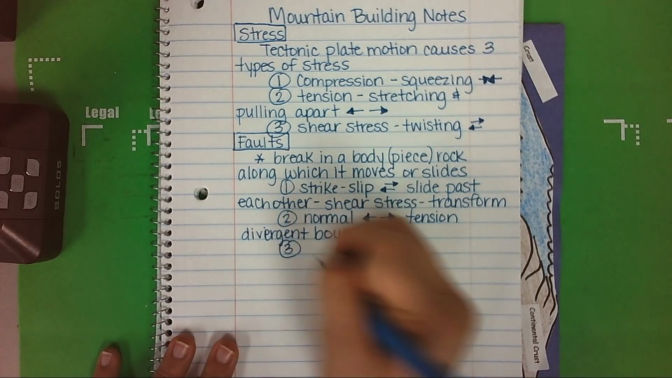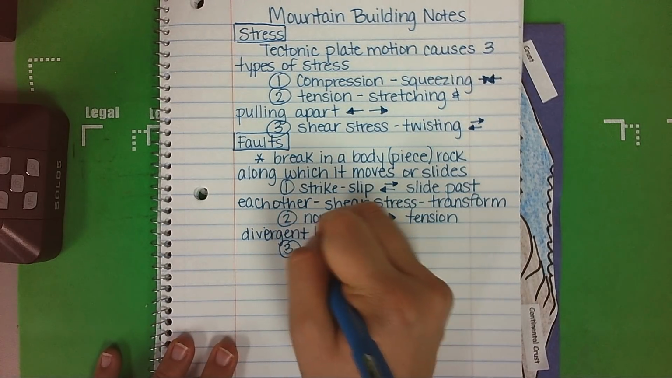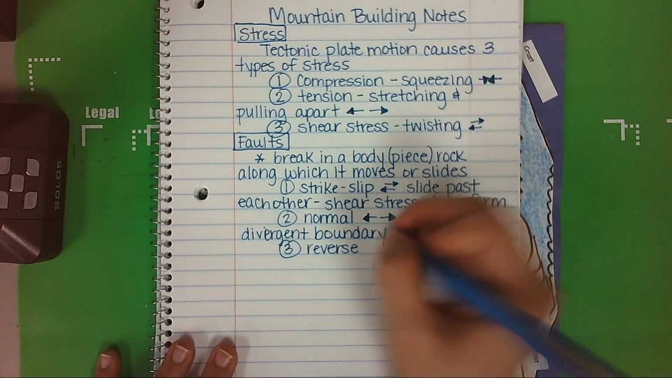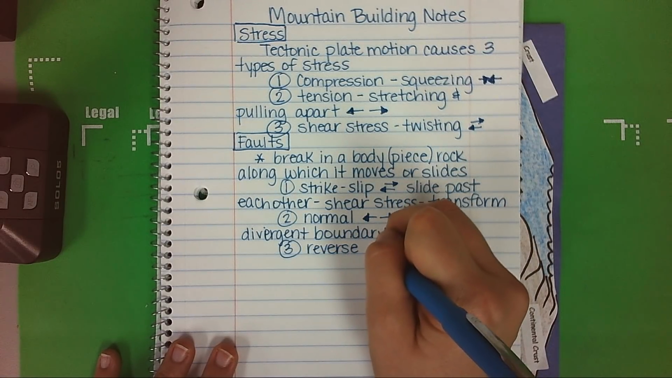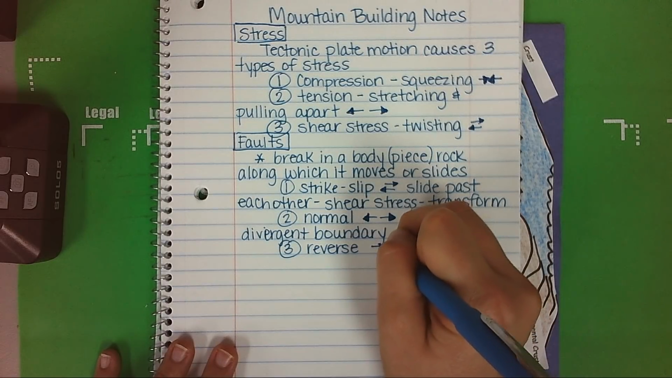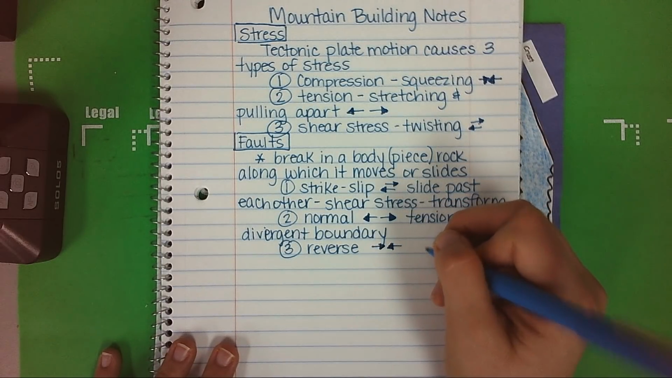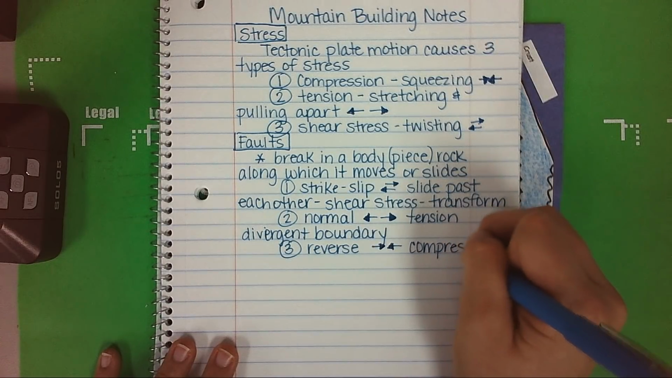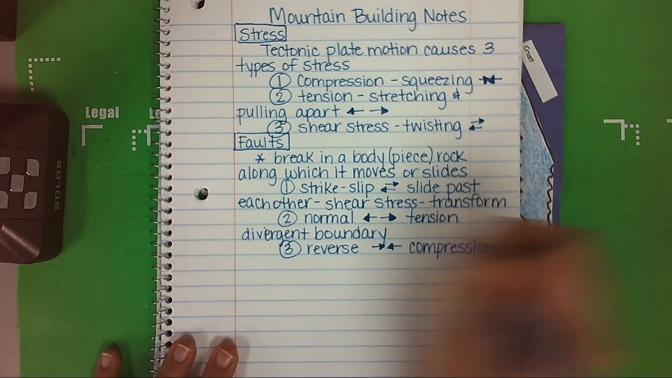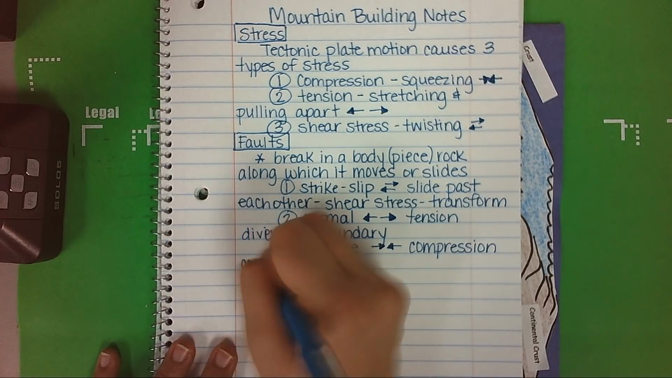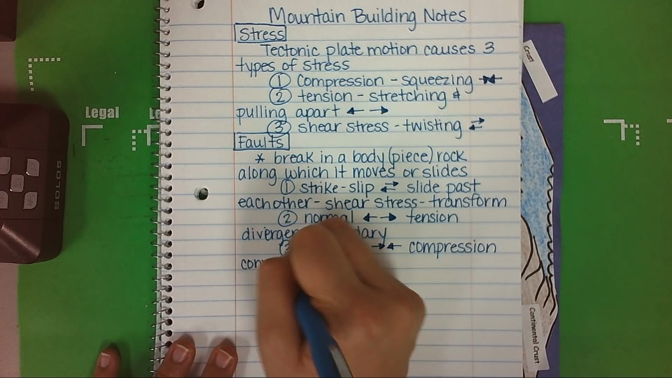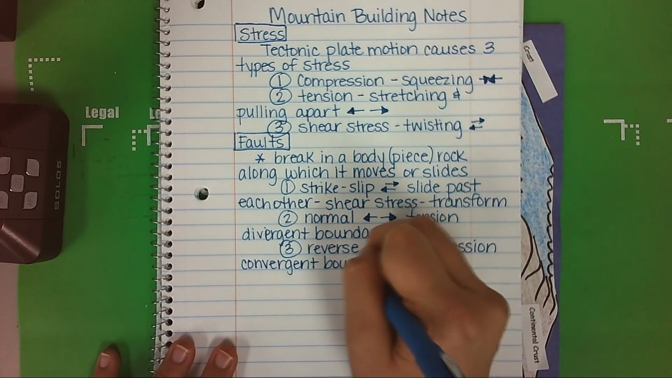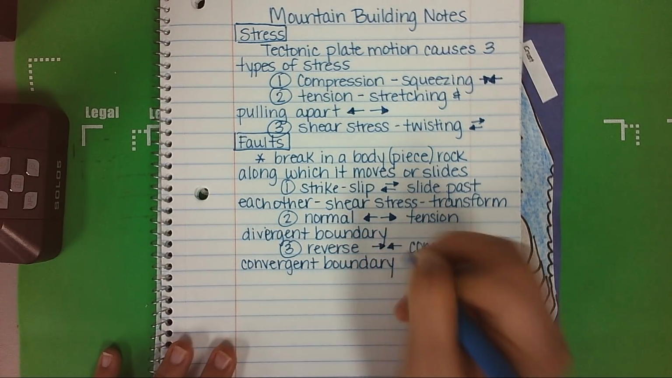Okay? So the last one is called a reverse fault. So this one is actually going towards each other. So this one would be compression. And happens at a convergent boundary.